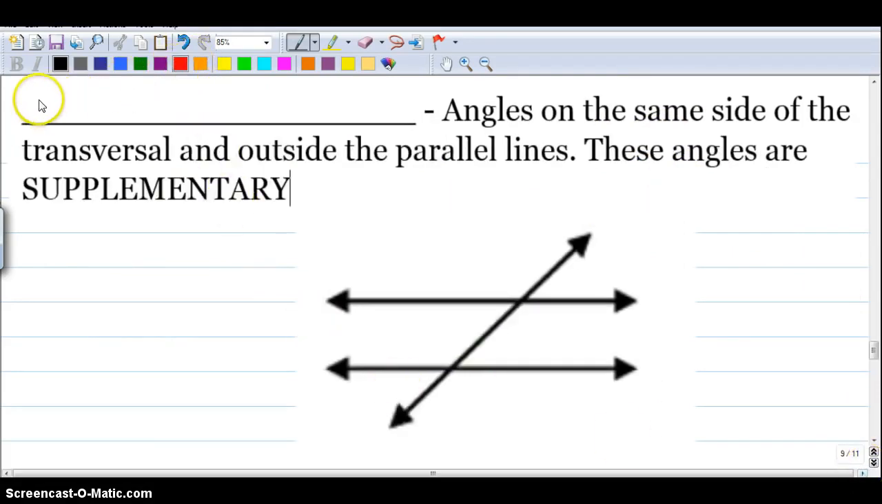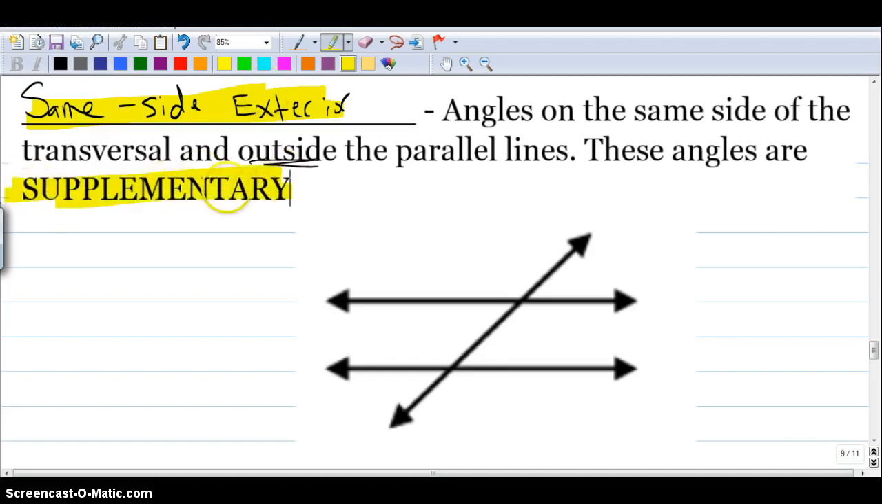On this one, these are the same thing as the other ones except they're on the exterior. Same side exterior. So these angles are on the same side except they're on the outside. Same side exterior is supplementary, is equal 180. So on the outside again, we're done with the inside for now. On the outside, this is on the left side on the outside. This is also on the left side on the outside.